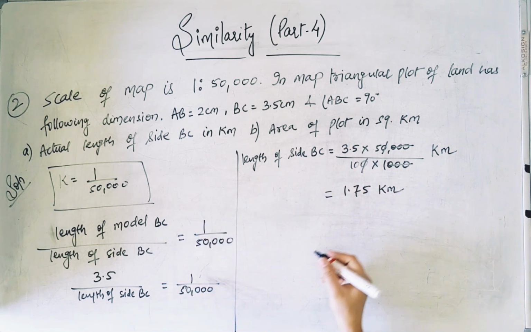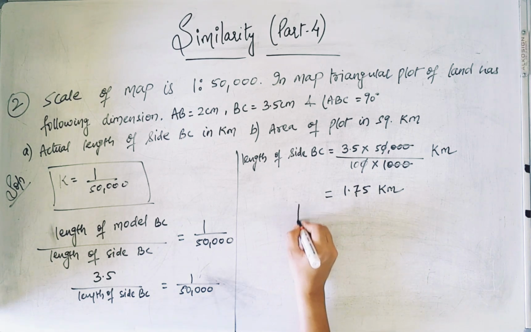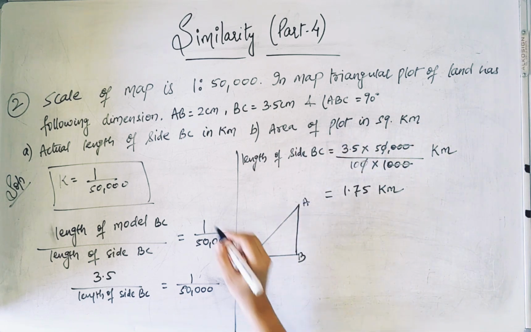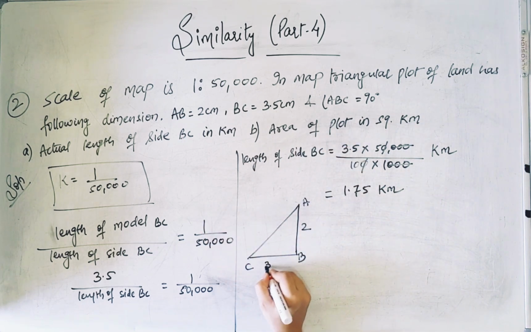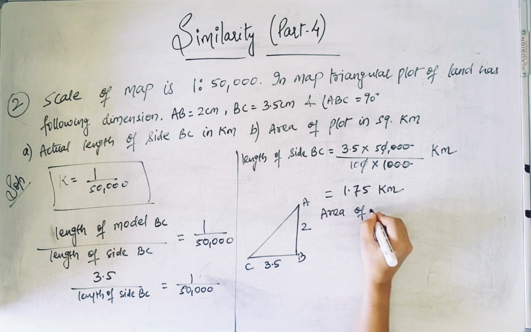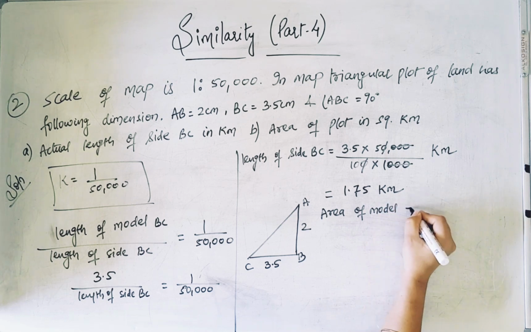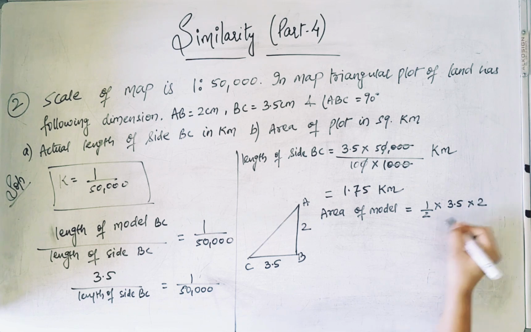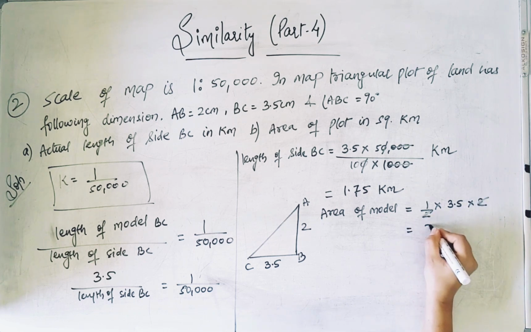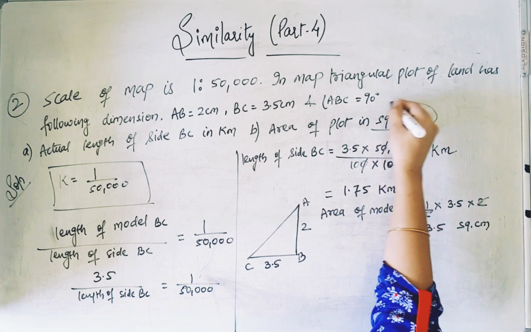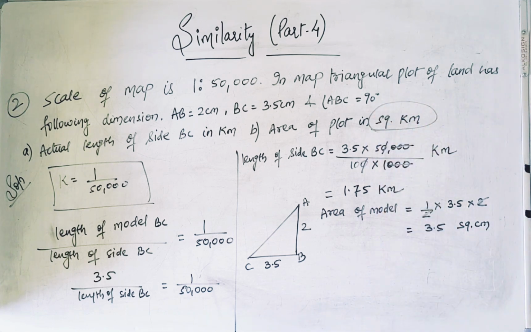Now see what figure they have given us. They have given angle B is 90 degree. This is triangle ABC. AB is 2 and BC is 3.5. So we can calculate the area of model. Area of model क्या आएगा, half base into height, that is half into 3.5 into 2. 2 and 2 got cancelled. So area of model आ गया 3.5 square centimeter. वो हमको कह रहे हैं क्वेश्चन में, we have to find in square kilometer.